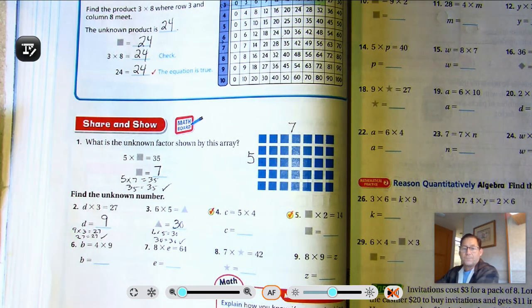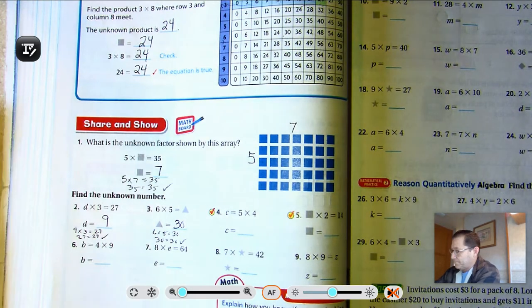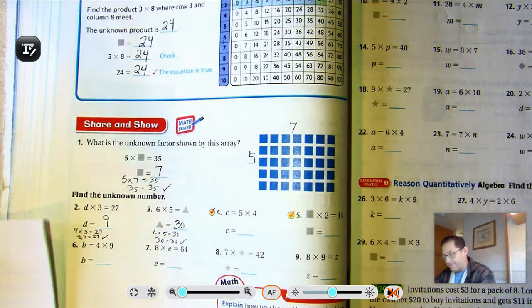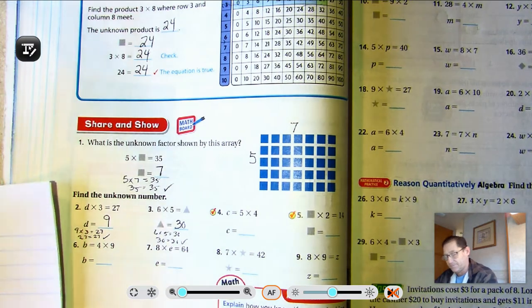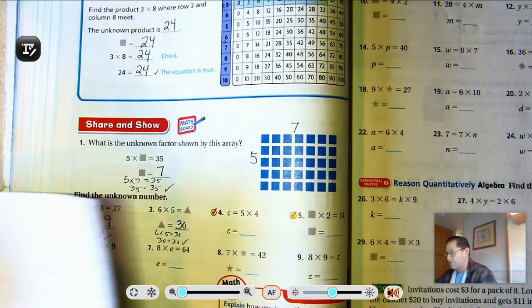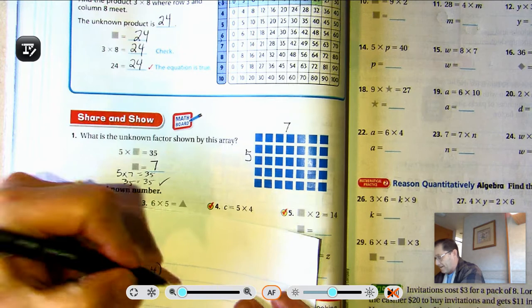All right, number 4, 5 times 4. Let's go ahead and I'm going to draw an array. If you know what 5 times 4 is, write the answer. All right, so number 4, I'm going to use scratch paper. And I have 5 rows of 4.